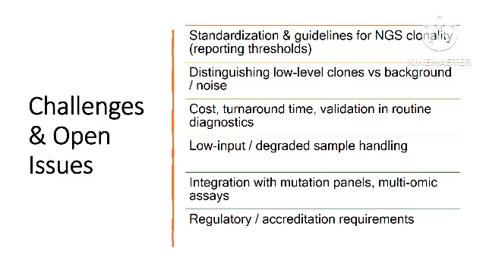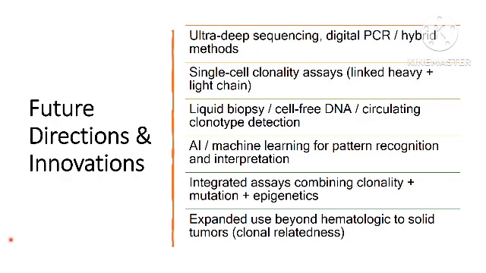Future directions and innovations: ultra deep sequencing, digital PCR, hybrid methods are coming up, single cell clonality assay which links heavy and light chain simultaneously, liquid biopsy, cell free DNA, circulating clonotype detection, AI and machine learning for pattern recognition and interpretation, integrated assays combining clonality, mutation and epigenetics, expanded use beyond hematological and solid tumors.